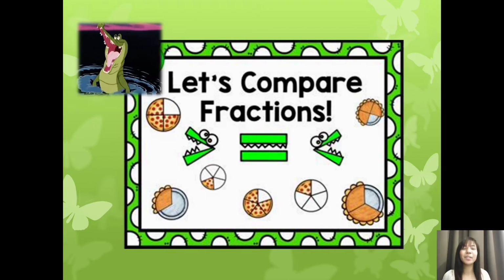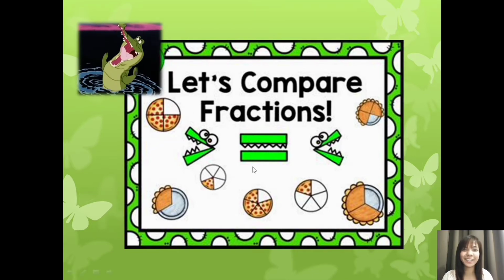So today we are going to talk about fractions. So let's compare fractions, okay? As you can see here, there's an alligator and then the symbols. Okay, let's discuss further.